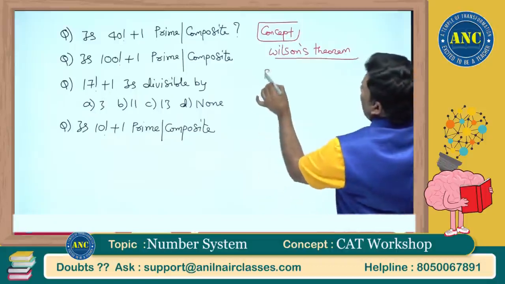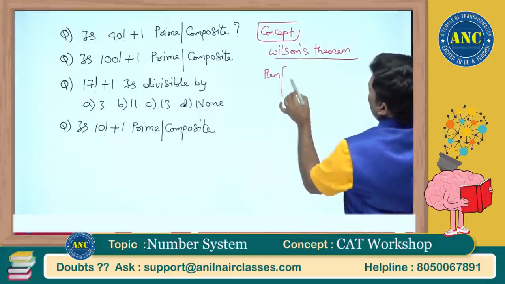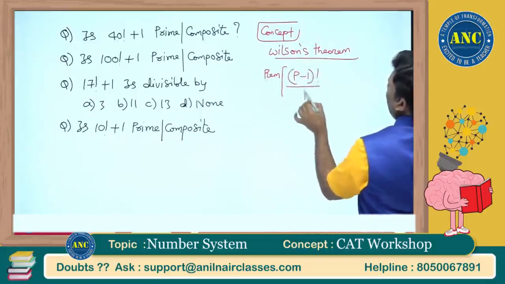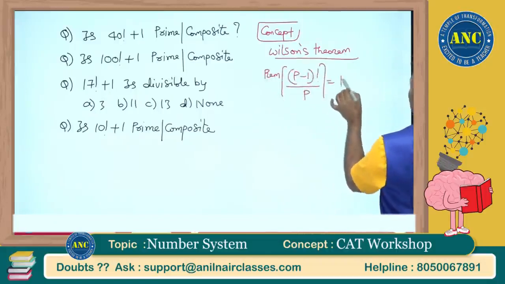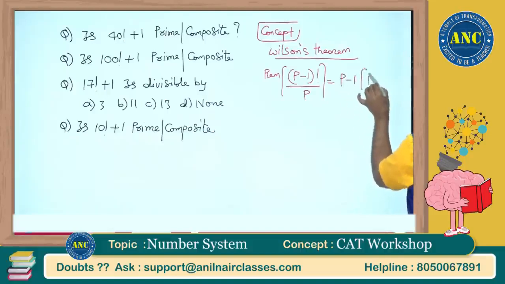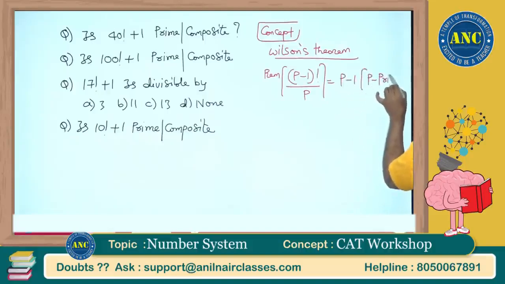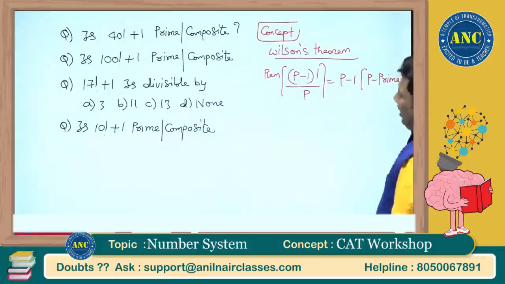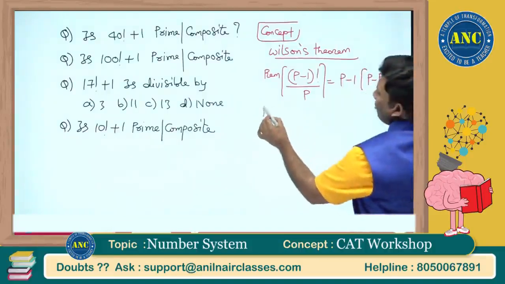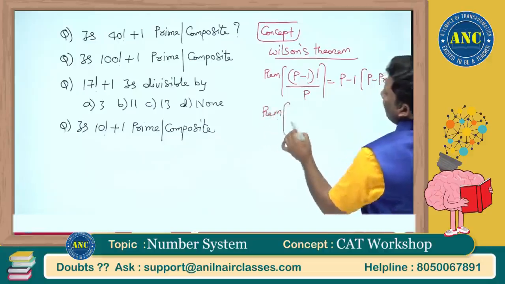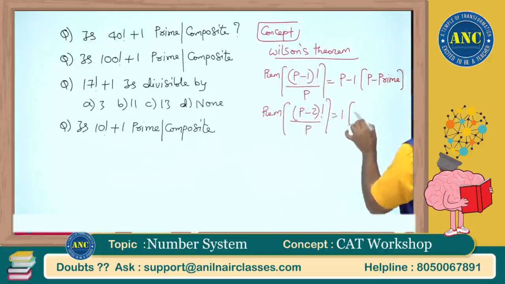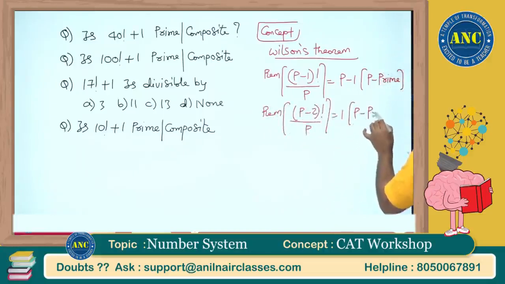He has proposed a lot of concepts. Let me write down all the theorems and their corollaries. The remainder when (p minus 1) factorial is divided by p is p minus 1, when p is a prime number. The remainder when (p minus 2) factorial is divided by p is always 1 when p is a prime number.